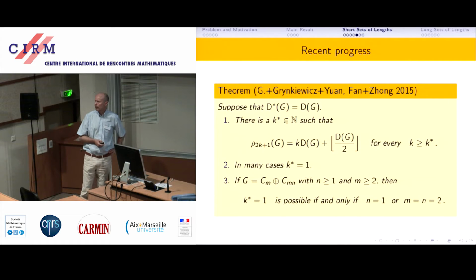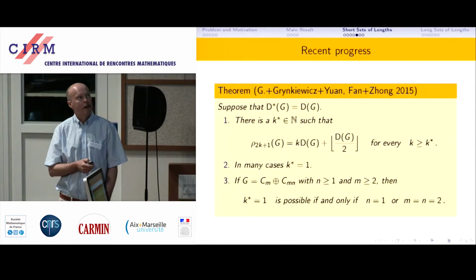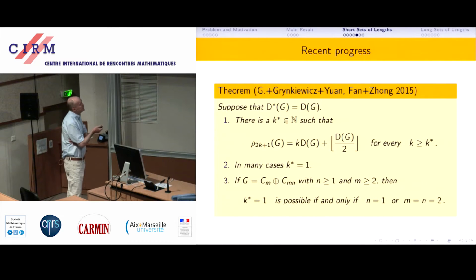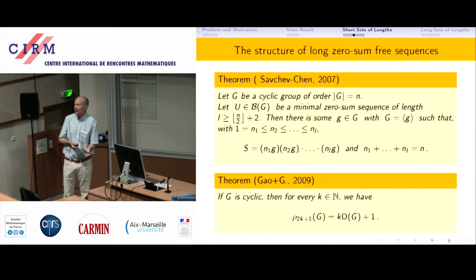Suppose the group is non-cyclic. The results are more general, but let's restrict to this situation, yeah? Now the groups are non-cyclic. Then there is a k star. From a certain point on, the rho_{2k+1} value equals the upper bound. In many cases, the k star is equal to 1. If we have a rank 2 group, the k star is only 1 in a very limited number of cases. So you see here, non-cyclic groups and cyclic groups behave in a very different way. And this is almost the proof of the characterization in case of cyclic groups.